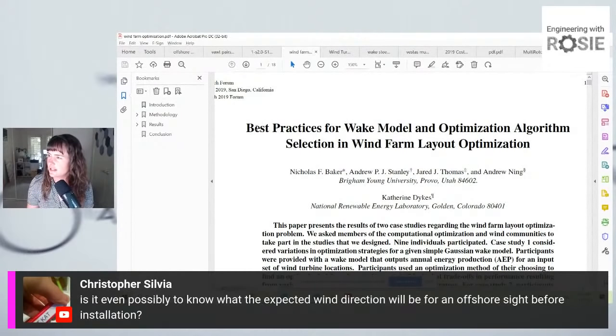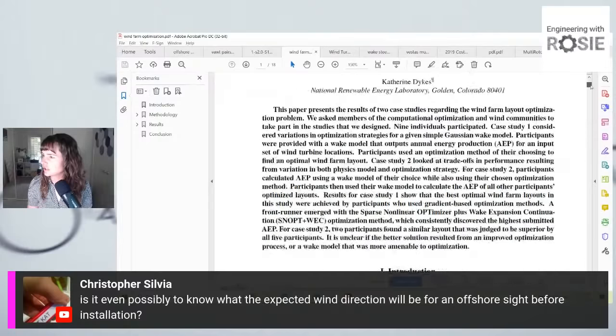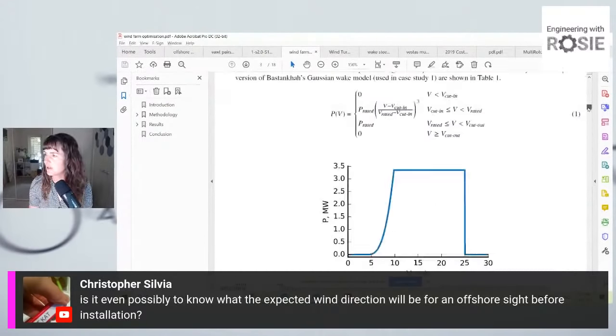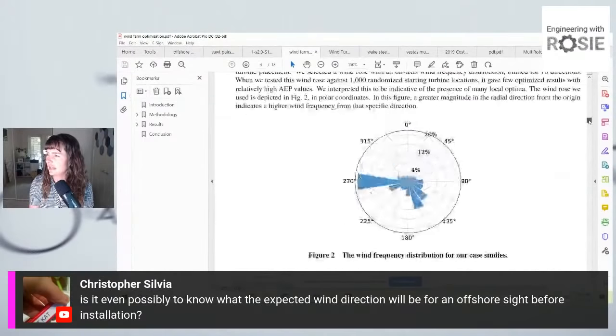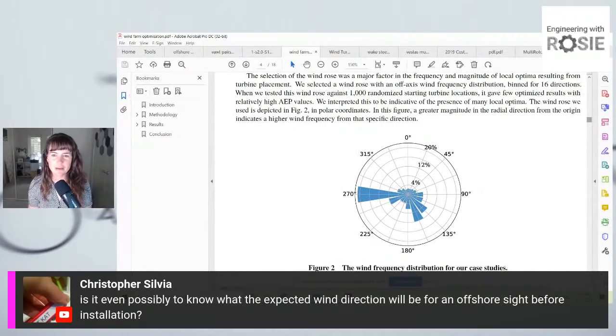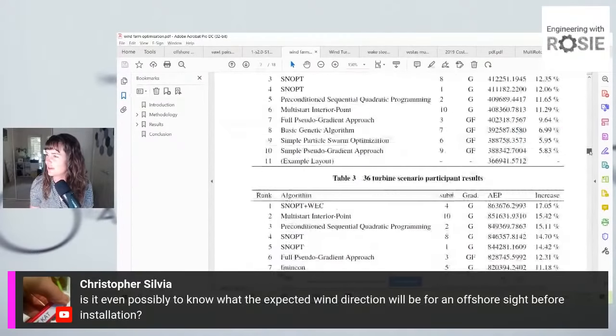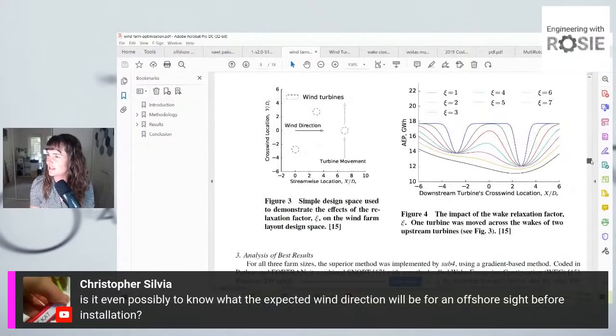So this one is a paper about wake model and optimization algorithm selection for wind farm layout optimization. I just wanted to show what people are doing. We don't just arrange wind farms in grids anymore. They are looking at the windroses, like I mentioned, and then they are locating the turbines within the farm so that you get the best overall performance.